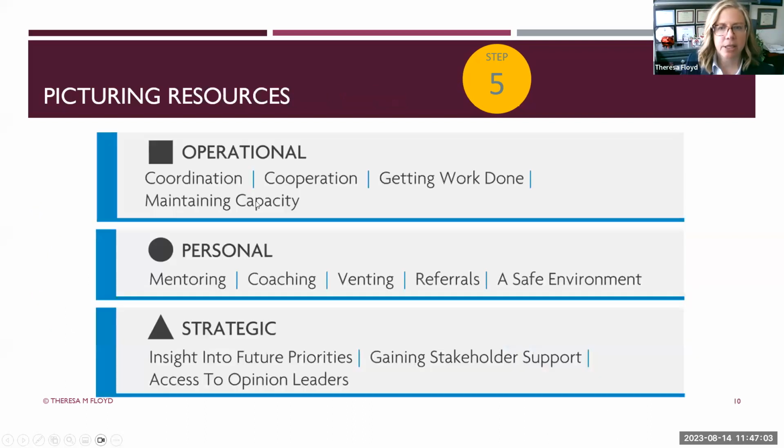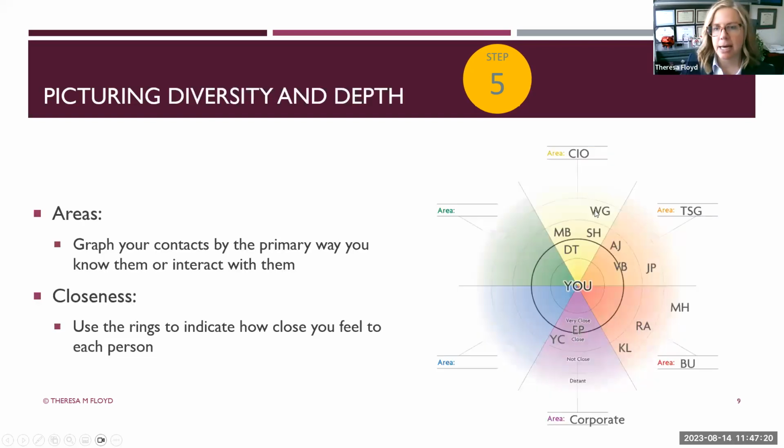One final thing that you'll do as you picture your resources is you can use a shape to denote your different contacts. And so you can say, I have a person who really is operational, who helps me get my work done every day at work. And you might decide on this slide or on this page to draw a square around people that are operational.